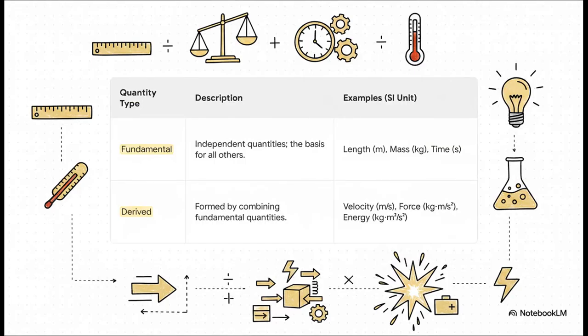So this whole language of science is built on just 7 letters, what we call fundamental quantities. You can think of them just like the alphabet. We've got length, mass, time, temperature, the real basics. And literally every other quantity we talk about in physics, I'm talking velocity, force, energy, you name it, is a derived quantity. They're just words that we spell by combining those fundamental letters. That's it. It all boils down to just those 7 building blocks.